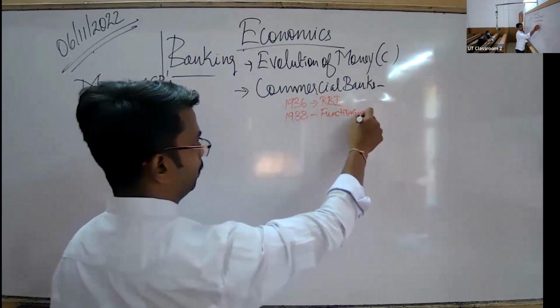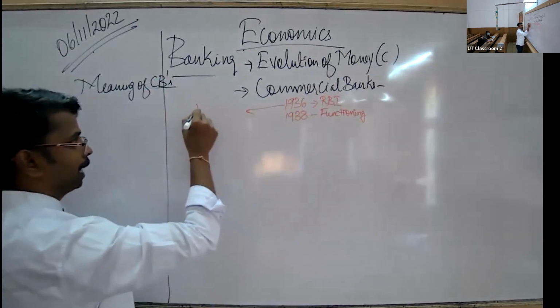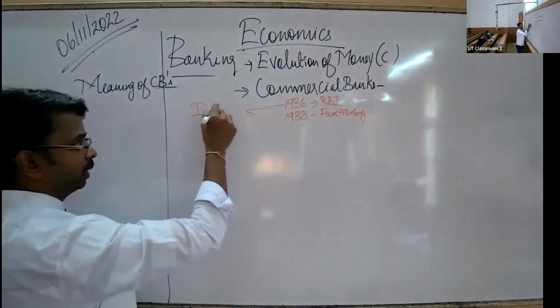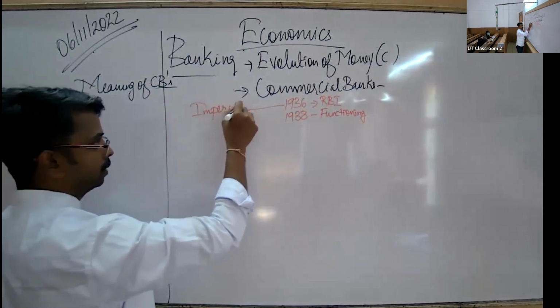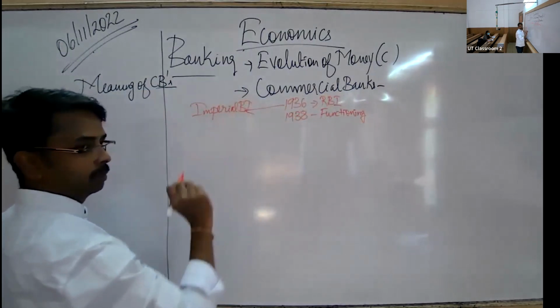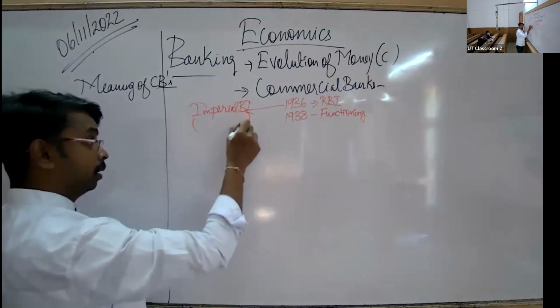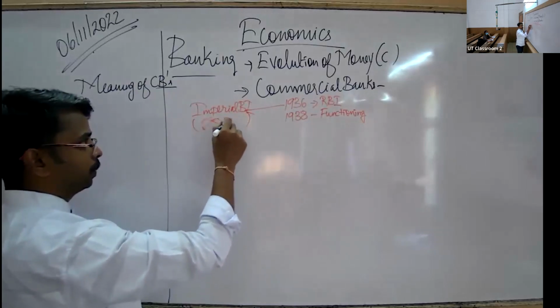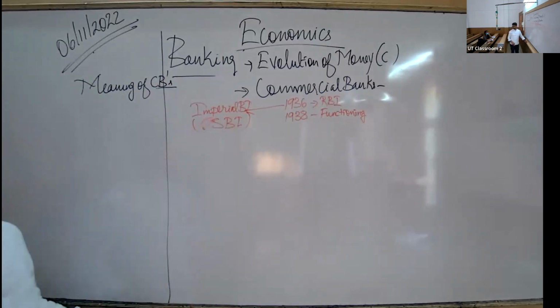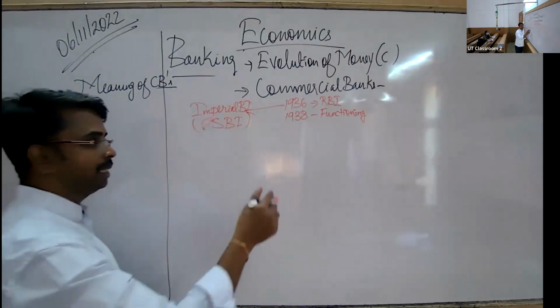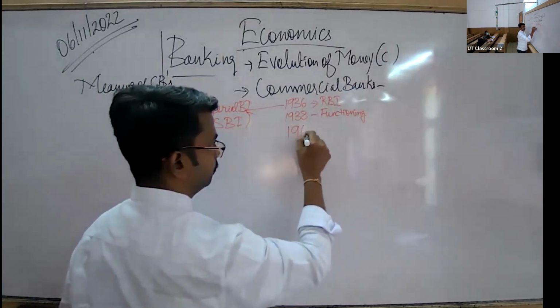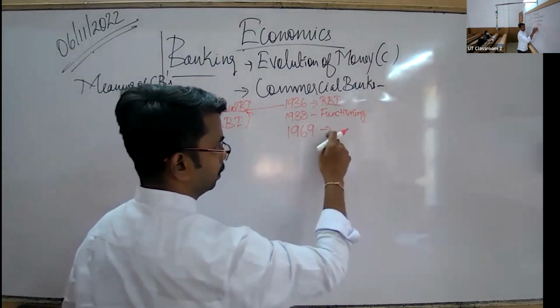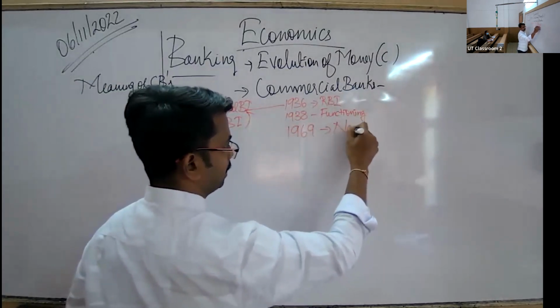Now before the RBI also we had a bank, we call that bank as Imperial Bank of India. Today we call the same bank as SBI. In the year 1969, the whole banking sector became government. We call it nationalization of banks.